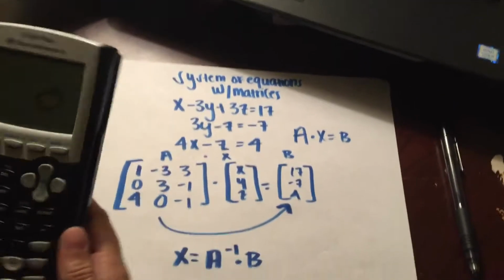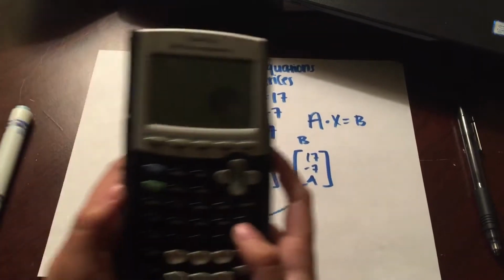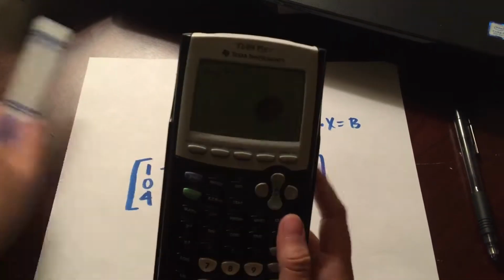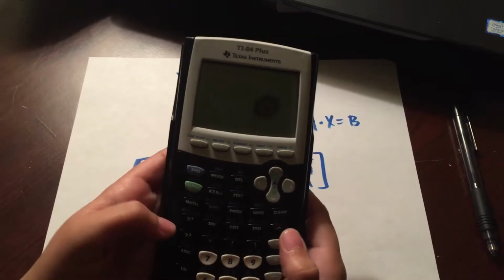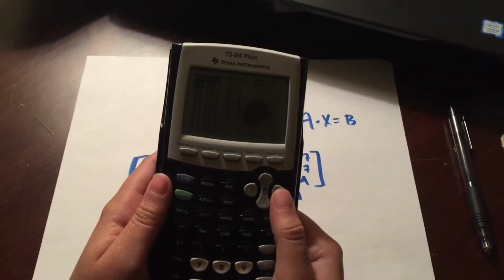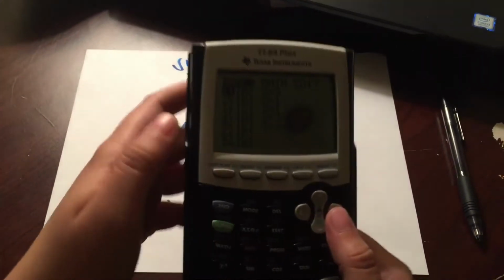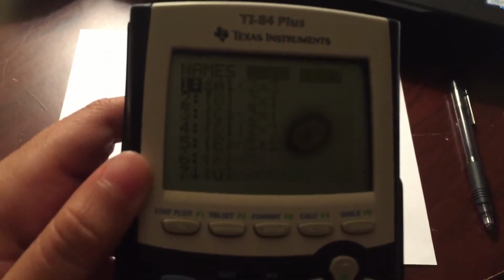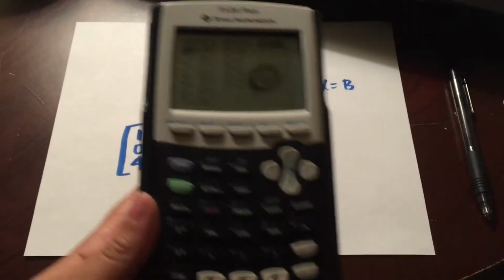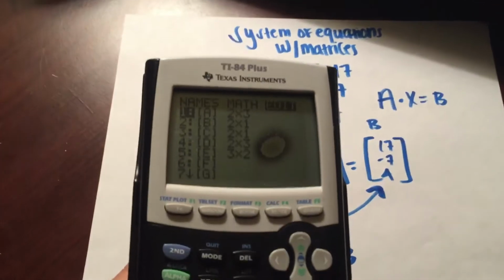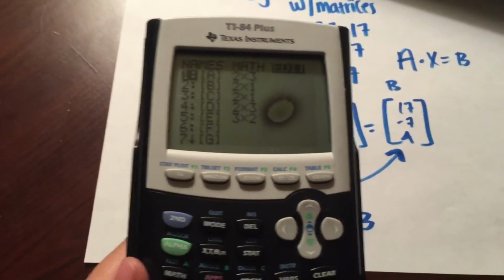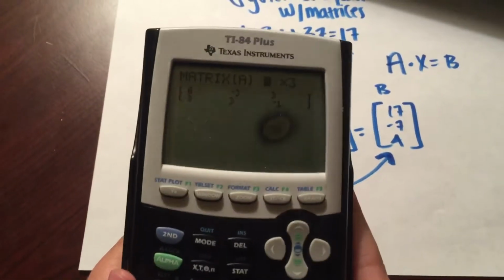Okay. So you're going to press second and go to matrix, and basically you're not going to press names. You're going to go to edit. Sorry, my calculator has a big hole. I have no idea how that happened. So you're going to go to 1.